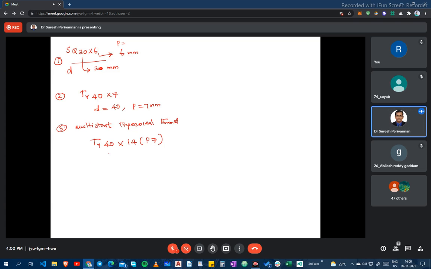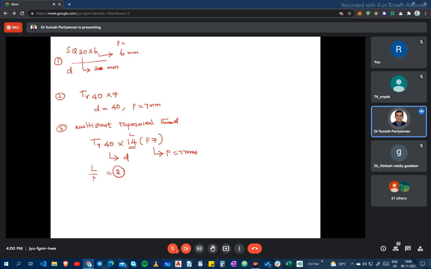This is the nominal diameter D. This is our pitch, P is equal to 7 mm. Now from the 14, we are able to find out whether the thread is going to be a double start thread, triple start thread, or 4-start thread. This 14 is the lead. Now lead divided by P is going to be 2. This is a double start thread.